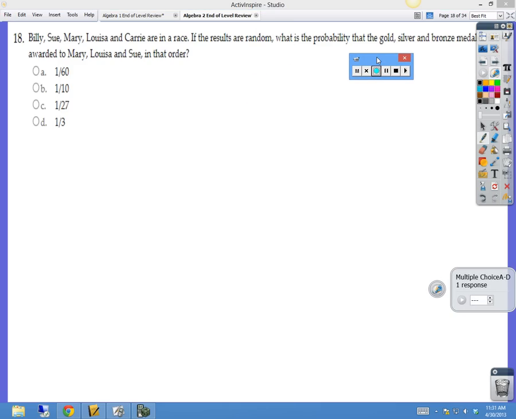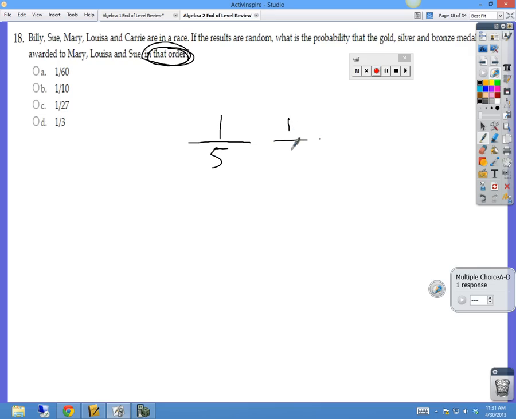So this problem is tricky because it wants them in that order. So what are the chances of winning gold? 1 out of, only 1 medal out of 5 racers. What are your chances if that person takes gold? Now what are your chances that Louise is going to take silver? 1 out of 4, because Mary's already finished.